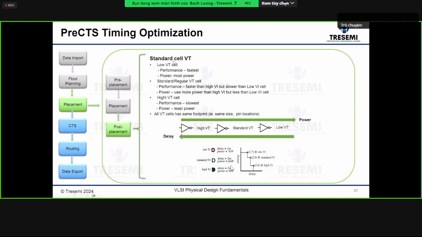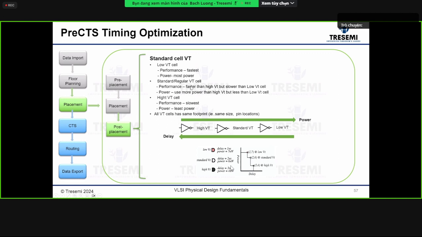Okay, so standard cell VT. Normally there are 3 different ones: the low VT, a standard or regular VT, and high VT cells. So what's the difference? Low VT basically is a low voltage threshold. It is fast. It's really built to switch fast because the threshold is small, right? But if it's fast, then it's going to switch faster and consume more power.